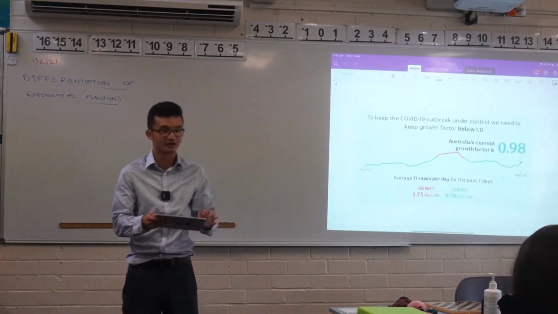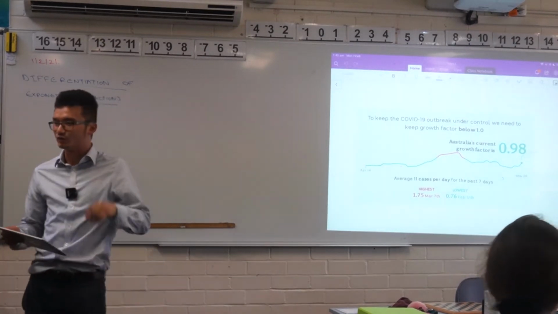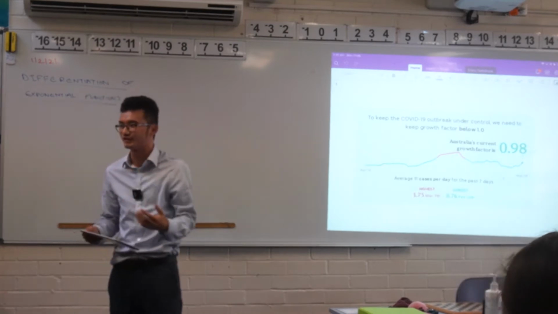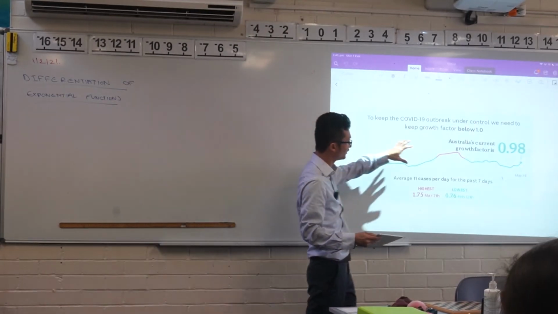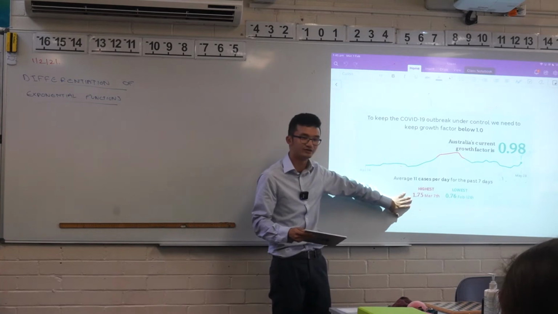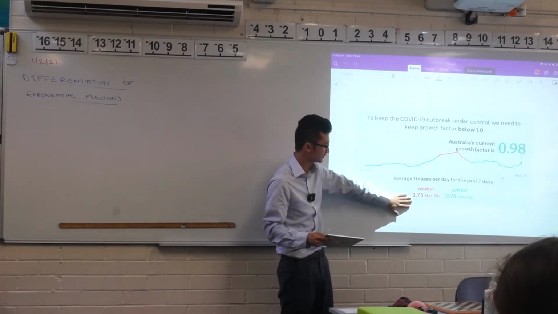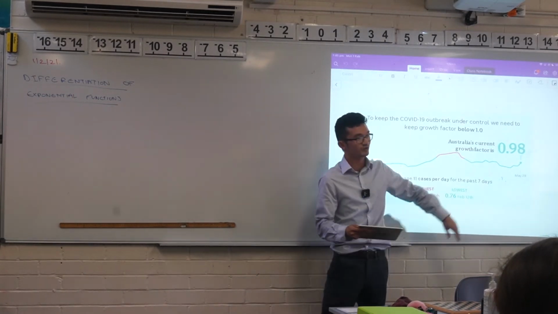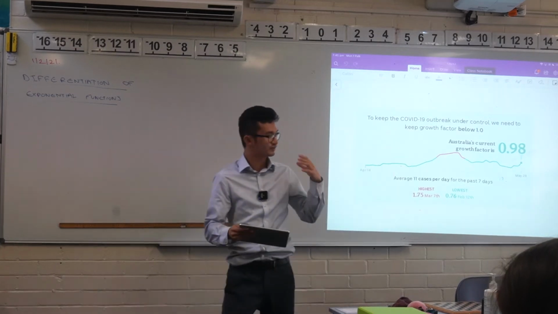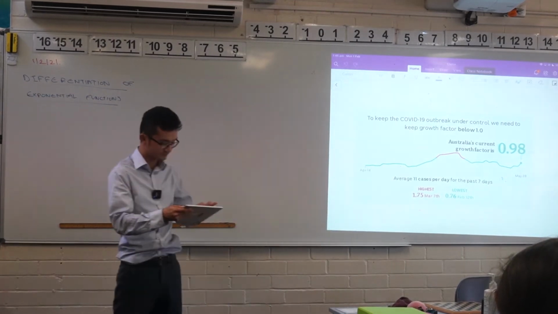During the COVID-19 outbreak, they were talking about this thing called a growth factor. Basically, if this number is above 1, it's not going to be very good, it means cases are going to be growing very quickly. But if it's below 1, it means our cases are going to be stable, and dropping over time.